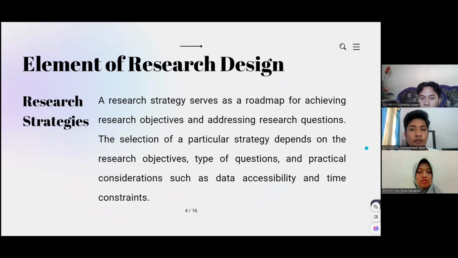First one is elements of research design. The first element is research strategy. Research strategy serves as a roadmap for achieving research objectives and addressing research questions. The selection of a particular strategy depends on the research objective, type of question, and practical considerations such as data accessibility and time constraints.